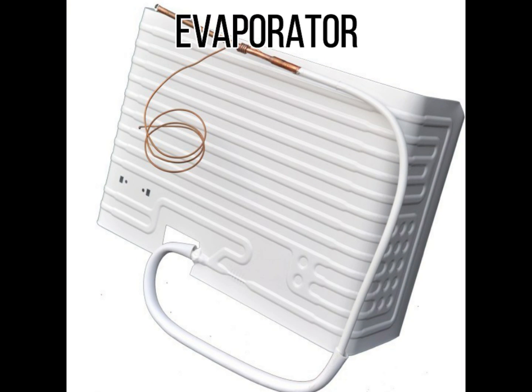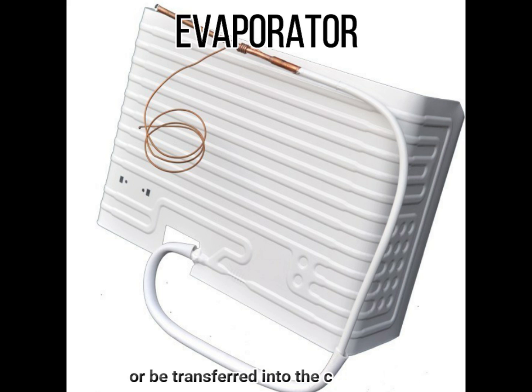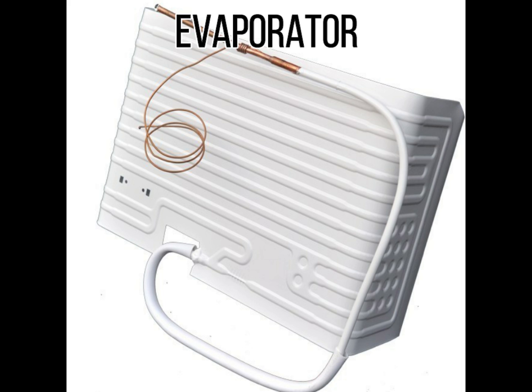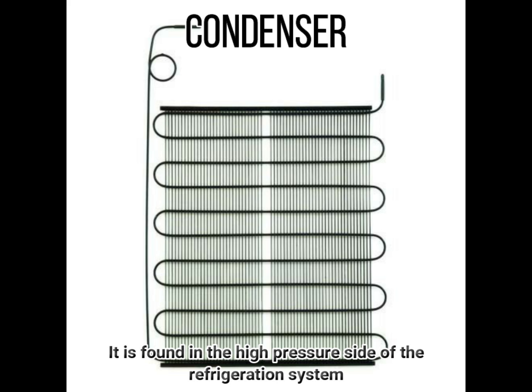Third is the evaporator. The evaporator is a coil of tubes where heat is being absorbed in order that it may be moved or be transferred into the condenser. It is known as the freezer, cooling coil, or cooling unit. It can be found at the low pressure side of the refrigeration system. Fourth is the condenser. The condenser is also a coil of tubes where the heat absorbed in the evaporator is discharged into the atmosphere. It is found in the high-pressure side of the refrigeration system.